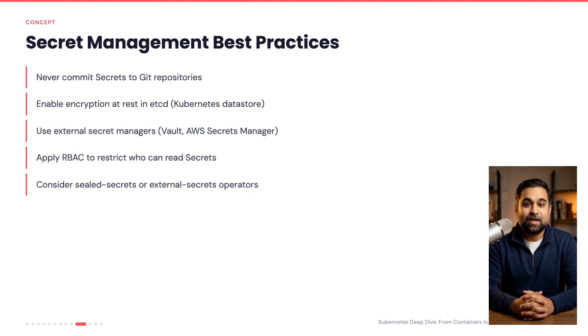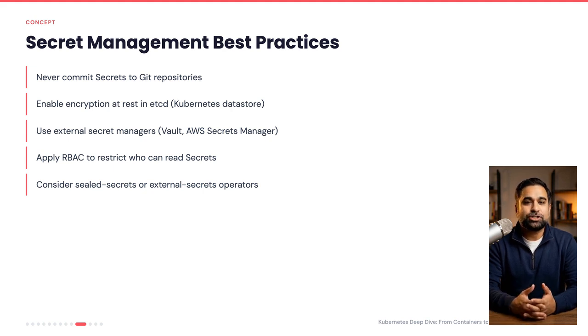The pattern is similar across all of them. You store a reference in Kubernetes that points to the external secret. The external system handles encryption, access controls, audit logging, and rotation. GitOps and configuration. Many teams practicing GitOps store their config maps in Git alongside their deployment manifests.